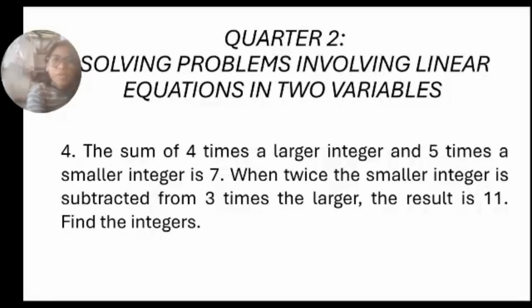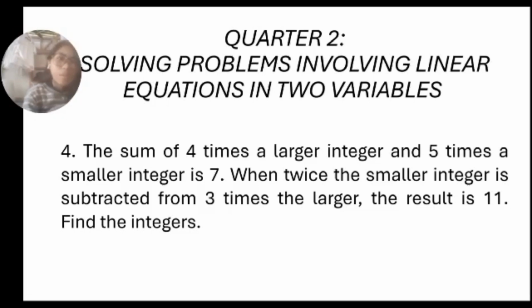Topic for number 4 is about solving problems involving linear equations in two variables. So sa number 4, the sum of 4 times a larger integer and 5 times a smaller integer is 7. When twice the smaller integer is subtracted from 3 times the larger, the result is 11. So find the integers. What are those integers? So mauna si larger integer and smaller integer. So pangitaon na nato pila ang value ni larger integer and smaller integer.